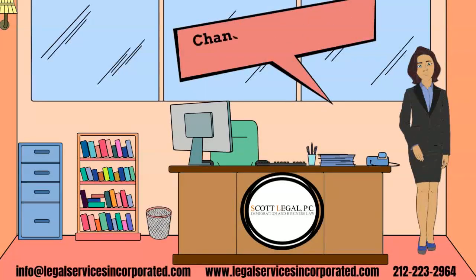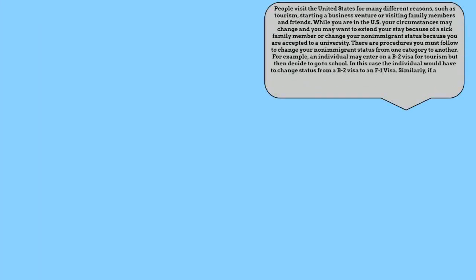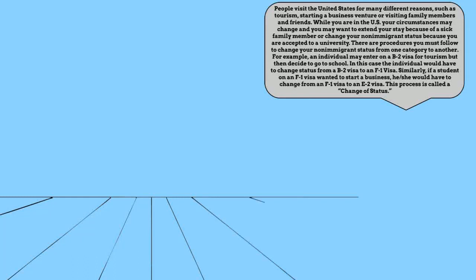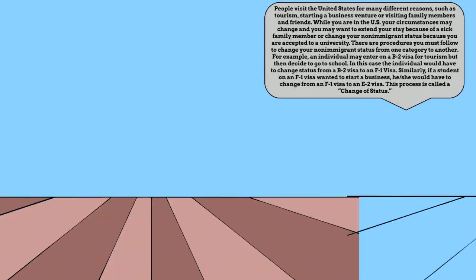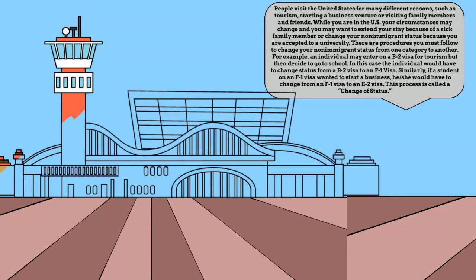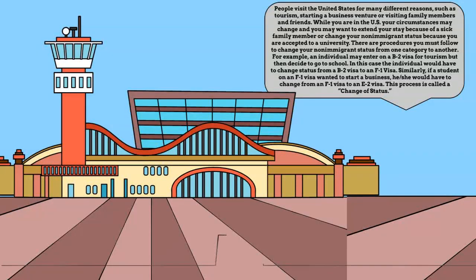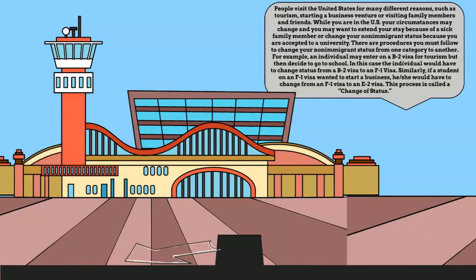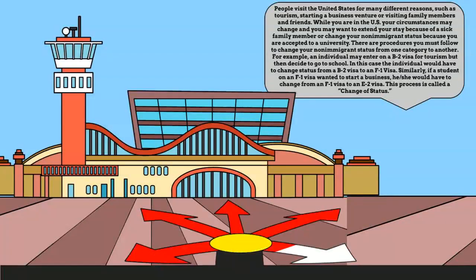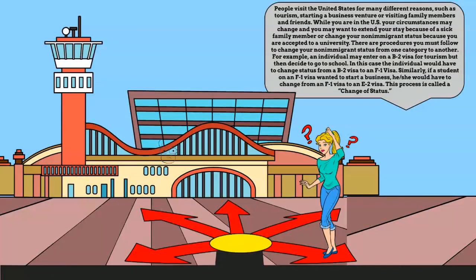Change of status. Overview. People visit the United States for many different reasons, such as tourism, starting a business venture, or visiting family members and friends. While you are in the United States, your circumstances may change, and you may want to extend your stay because of a sick family member, or change your non-immigrant status because you were accepted to a university. There are procedures you must follow to change your non-immigrant status from one category to another.